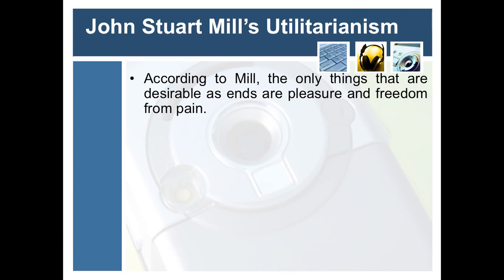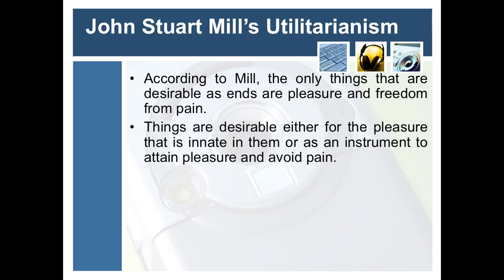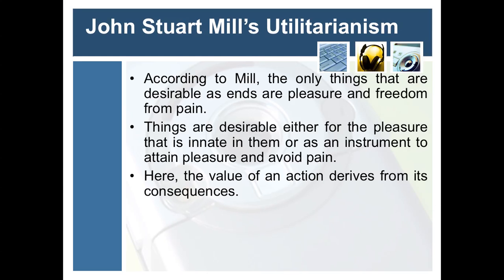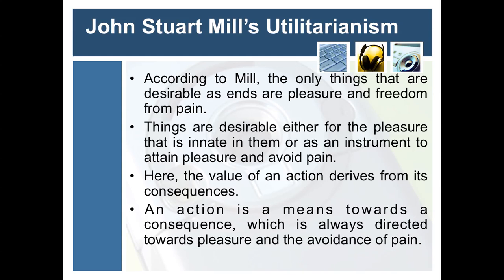According to Mill, the only things that are desirable as ends are pleasure and freedom from pain. Things are desirable either for the pleasure that is innate in them or as instrument to attain pleasure and avoid pain. Here, the value of an action derives from its consequences. An action is a means towards a consequence, which is always directed towards pleasure and the avoidance of pain.